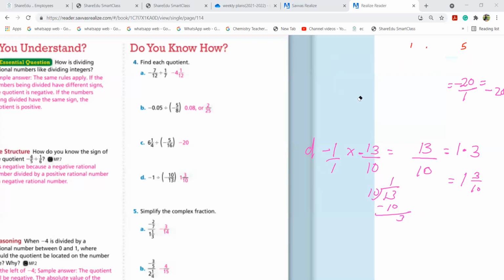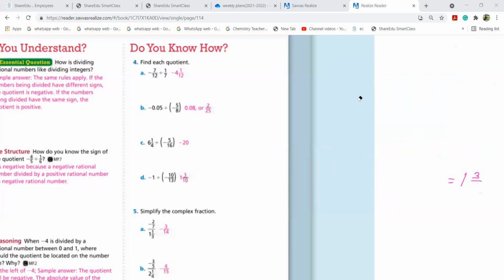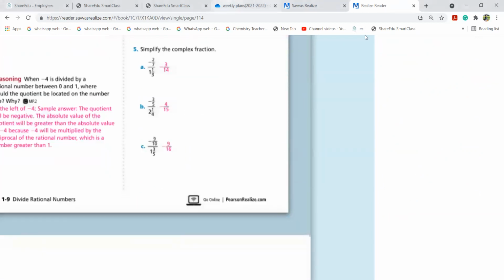Question number 5A. If you have space, do it in the textbook. But if you don't have space, what is it? Simplify. We have to simplify the complex fraction. Tell me what it is. -2 over 7.